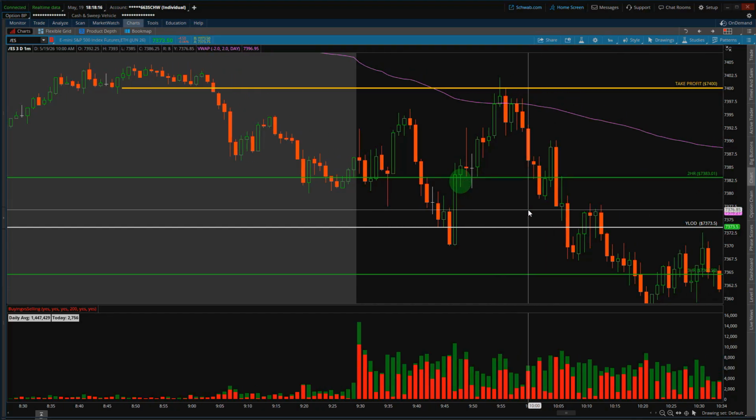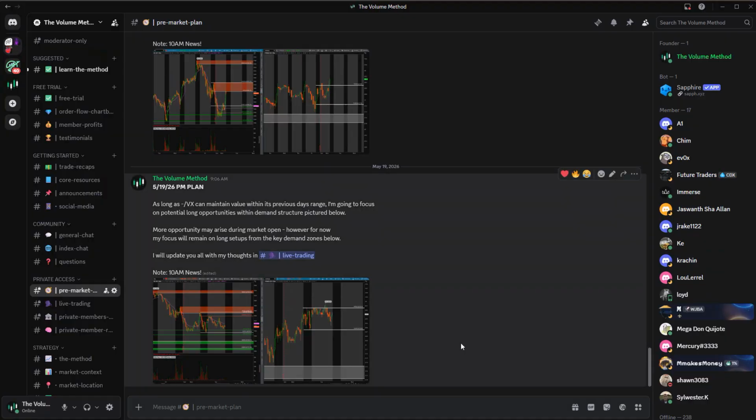So with that being said, let's head over to the pre-market plan and go over the structure, the context, and the plan heading into the open. So very simple. I stated that as long as the inverse volatility index can maintain value within its previous day range, I'm going to focus on potential long opportunities within the demand structure pictured below.